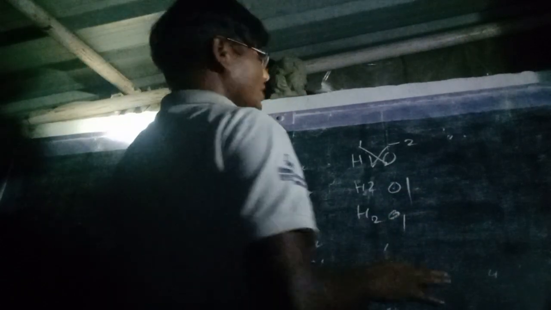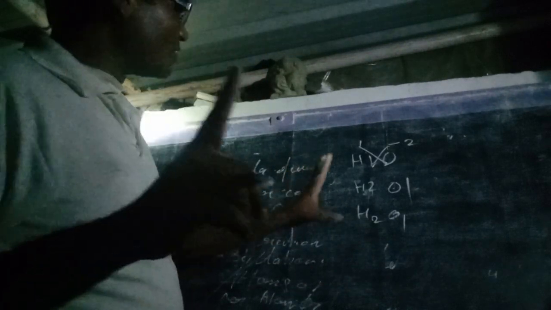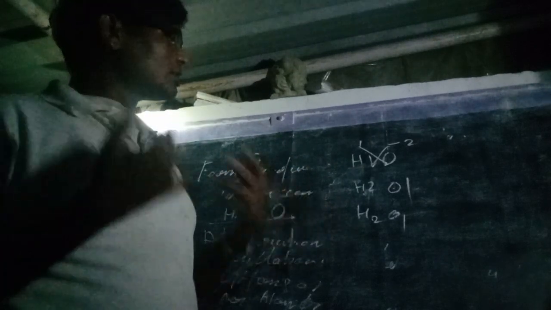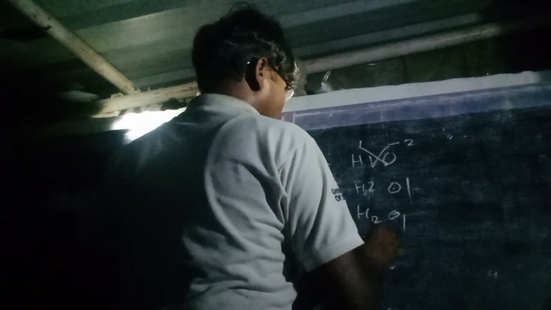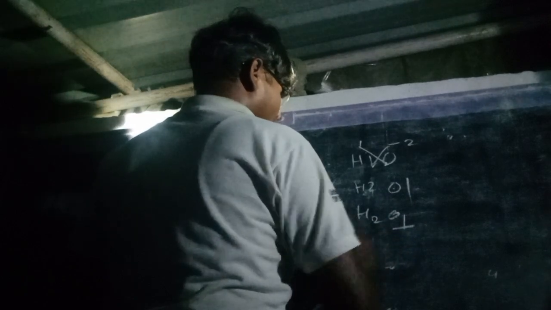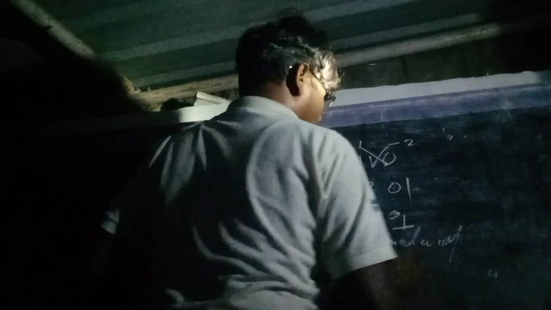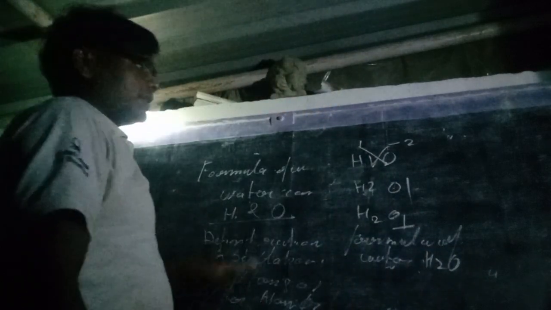We do not write the number 1 in compounds. If the oxidation numbers are equal, then we cross them out and remove them, since they are the same. So we cannot write the 1 of oxygen here. The formula of water is H2O. So here is the formula of water.